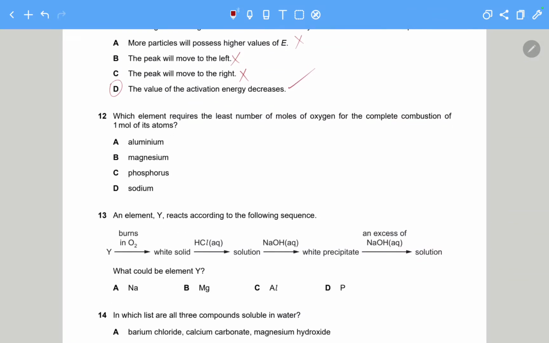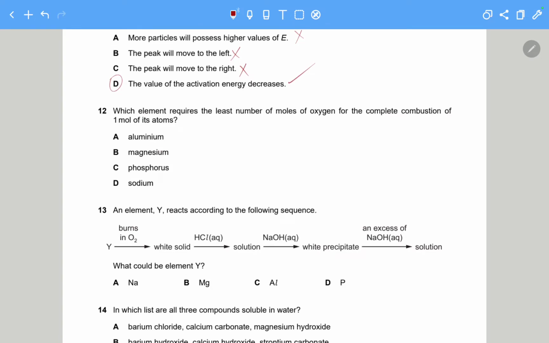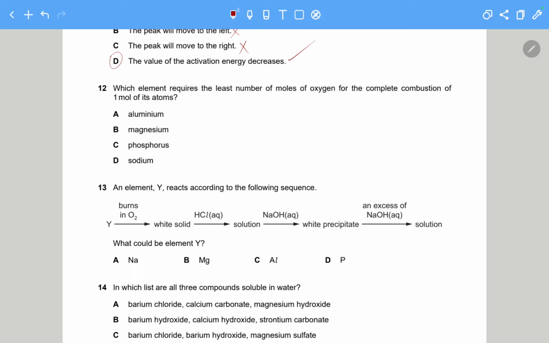Question 12. Which element requires the least number of moles of oxygen for the complete combustion of 1 mole of its atoms? And they've given us some elements. So best is to write down all the equations. So aluminium, Al plus O2 gives Al2O3. Let's balance it. 2 aluminiums. We need to make sure we keep 1 mole because the question says 1 mole. Again, read the question. And therefore this should be half, to make sure there is 1 mole of aluminium on both sides, which means there are 3/2 moles of oxygens, and therefore this should be 3/4 over here to make sure there are 3/2 moles of oxygen on both sides.